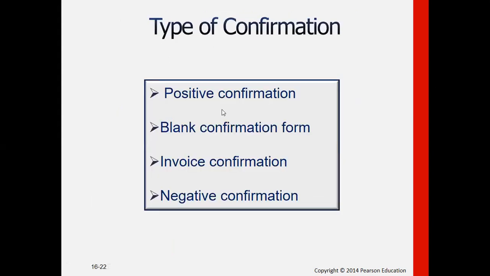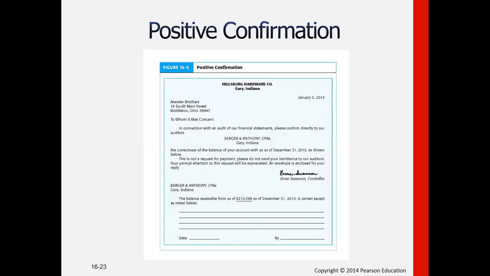Anyway, positive, as said, blank. So the client has to put the balance, or the customer, the client of our client, by the way, because we're the auditors here. Invoice confirmation, so the details of the invoice. A negative, wherein just the balance of the AR is given, and then if they do not respond within a certain period of time, the balance is assumed to be correct.